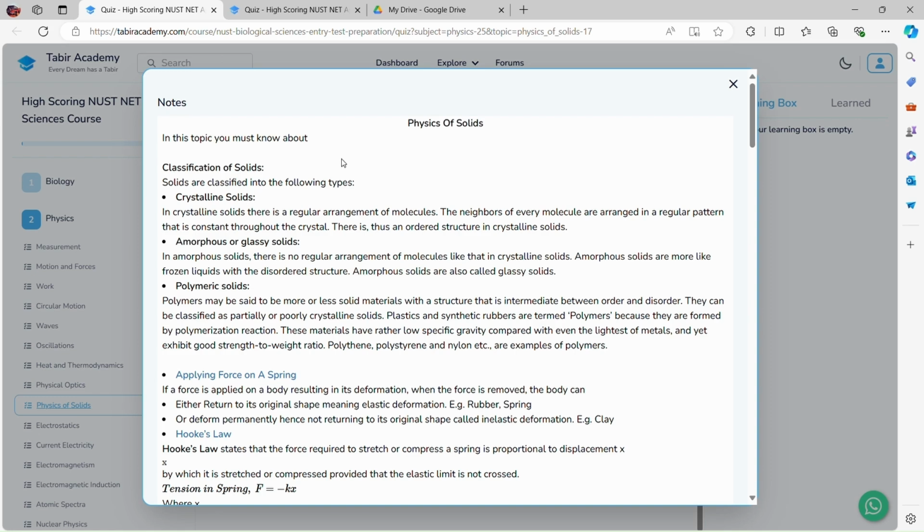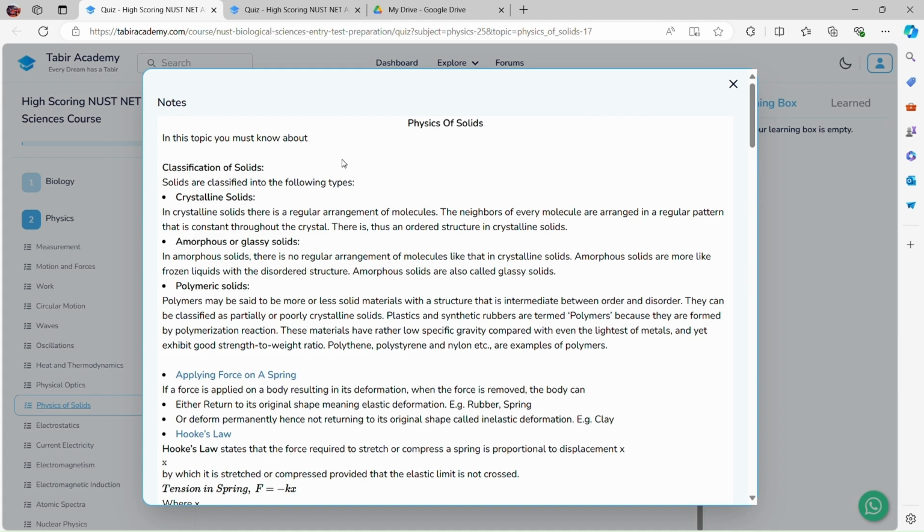In amorphous solids, there is no regular arrangement of molecules like that in crystalline solids. Amorphous solids are more like frozen liquids with a disordered structure. Amorphous solids are also called glassy solids. Volumeric solids may be said to have more or less solid materials with a structure that is intermediate between order and disorder. They can be classified as partially or poorly crystalline solids.